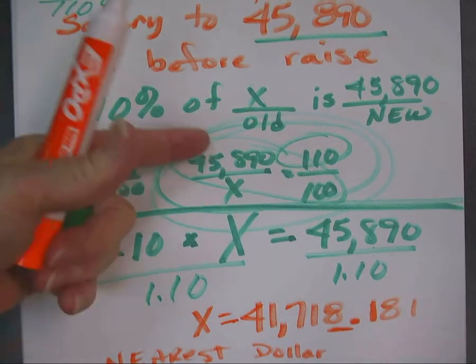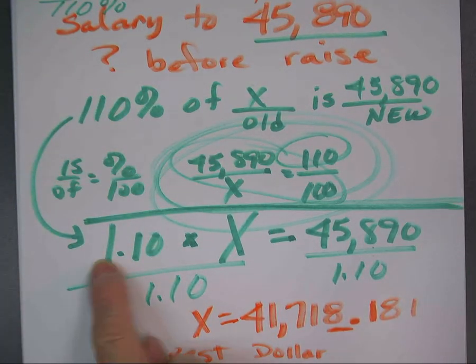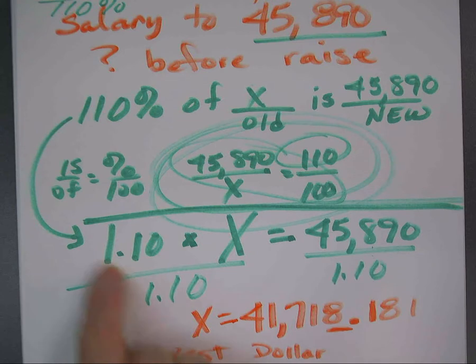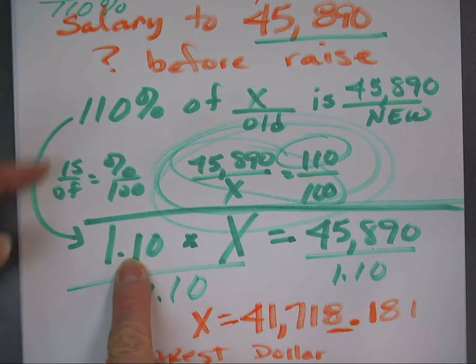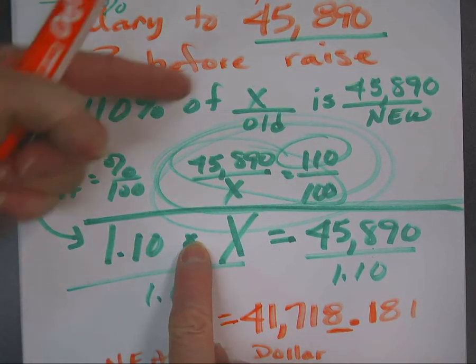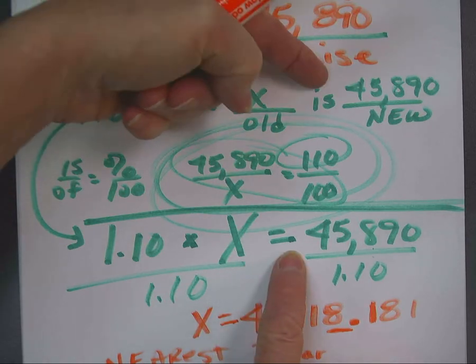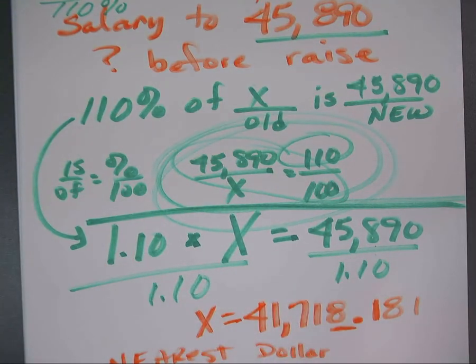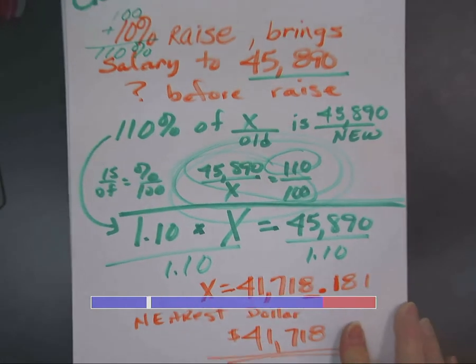So you do the is over percent over 100, or you can do it this way: turn this into a decimal, times is of, is equal, and then you just divide by 1.10. That's that problem. Let's do another problem here now.